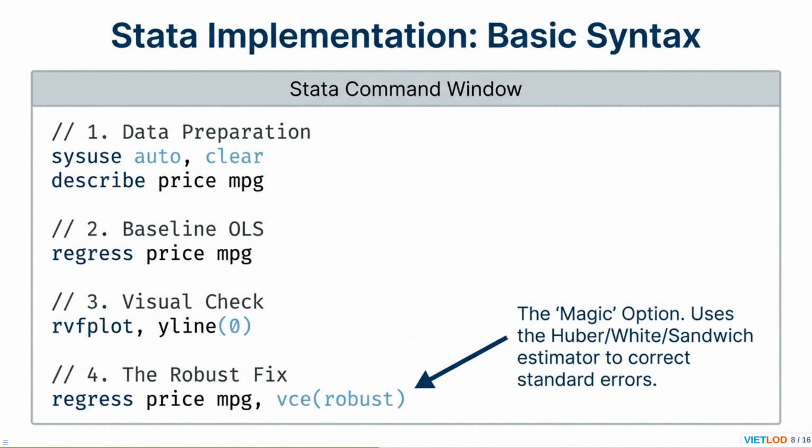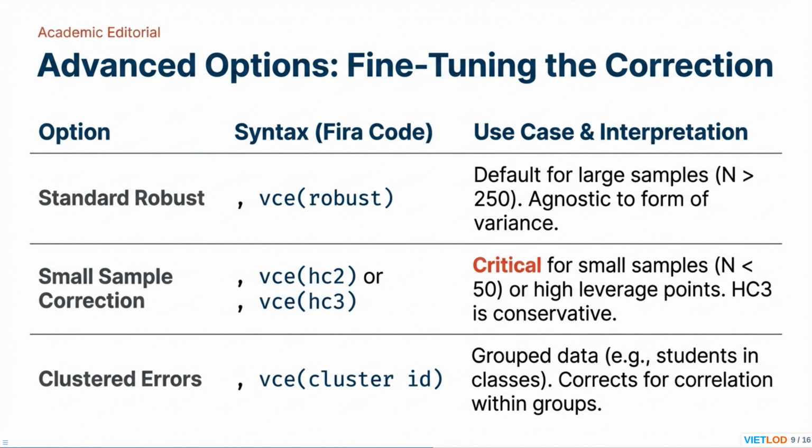Finally, if heteroskedasticity is a concern, we apply what researchers often call the magic option, adding vce(robust) to our regression command. This robust flag tells Stata to use the Huber-White sandwich estimator, which corrects the standard errors for heteroskedasticity while leaving the coefficient estimates themselves unchanged. It's the most widely used remedy to ensure your t-statistics and p-values remain valid in the presence of non-constant variance.